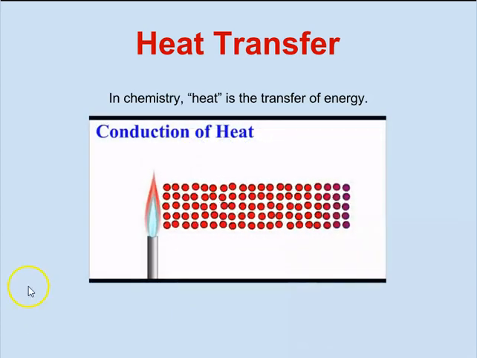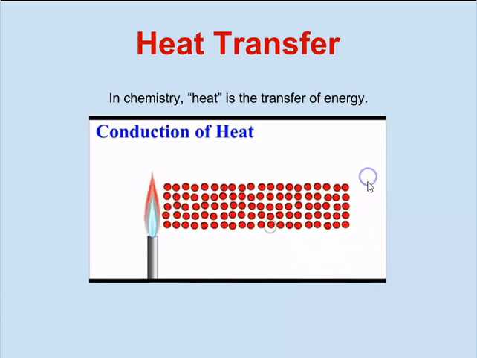Here's another example. Think of this as a rod of metal or something in a flame. The flame is inputting heat into this end of the metal, right? And as these particles start vibrating more, they transfer that energy by bumping into each other, and the energy, or the heat, slowly transfers across the piece of metal.